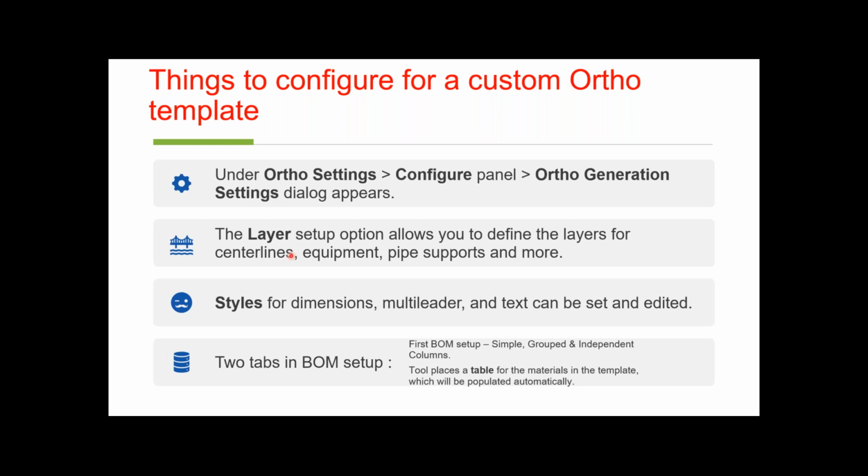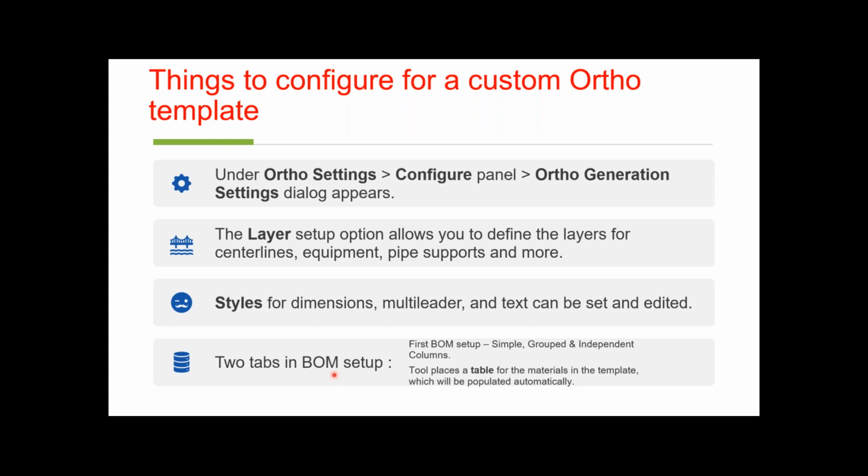And then you can also control the default styles of your annotations, which is your dimensions, multi-leaders, and text notes that you are adding in. You can control how they are displayed. So if you want to change your dimension style or leader style, all those things you can do in the title block setup itself. And then the last change that you can make is around the BOM. By default, there are 3 different BOM setups available: simple, grouped, and independent columns. I think the naming convention will itself make you understand the difference. So if you want to keep all components separate, then you have the simple. If you want to group flanges and group piping data separately, then you can group them.